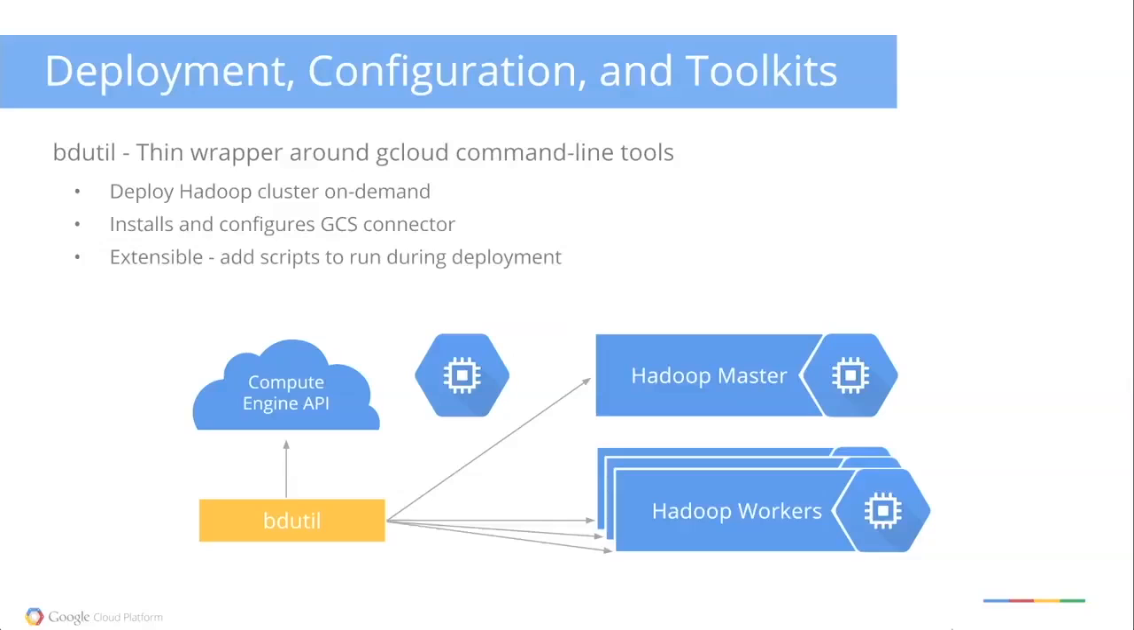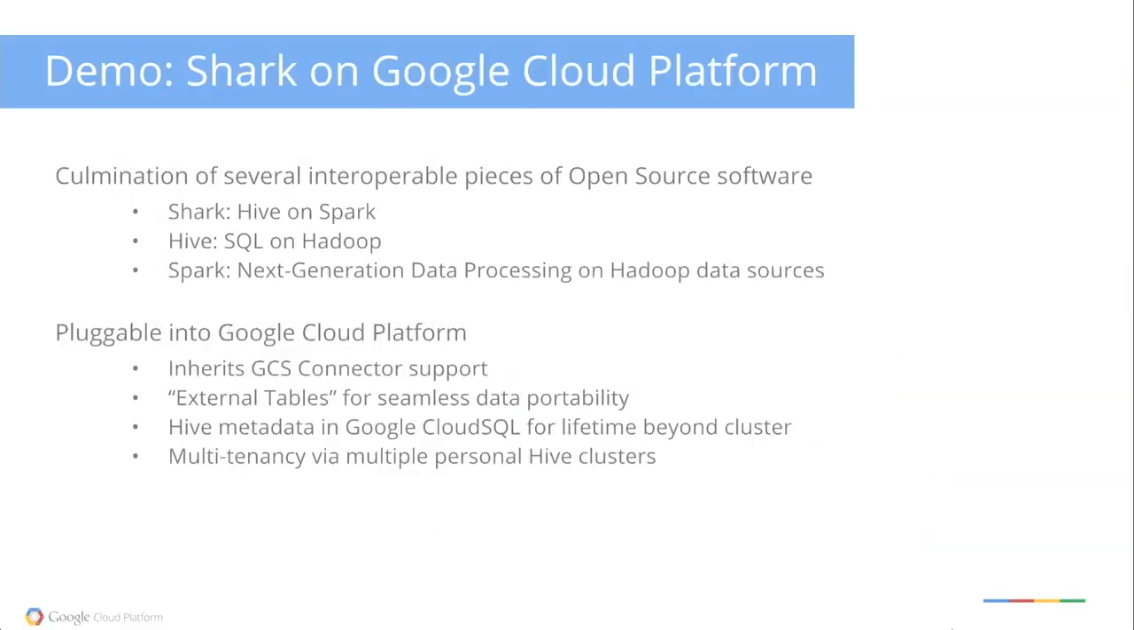Along with all these connectors, we also have a thin helper tool called BDutil, which helps deploy and install all this Hadoop software with a thin extensibility mechanism for customizing your software and mixing in more open source tools. And that brings us to what we'll demo here using BDutil of Shark on Google Cloud Platform.